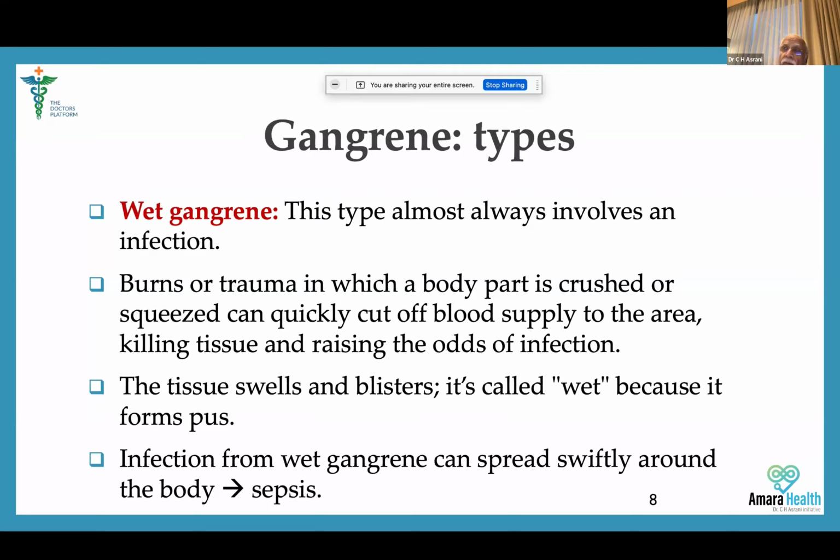Infection from wet gangrene can spread around the body, causing sepsis and risk to life. That is why most wet gangrene amputation, limb amputation due to injury are done in an effort to salvage life or salvage part of the limb. Like if I have to do today, I have a foot crush, I have to do below knee amputation, if I wait too long, I may have to do above knee amputation.